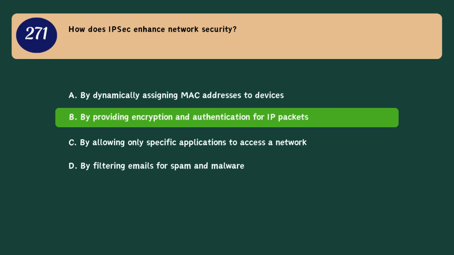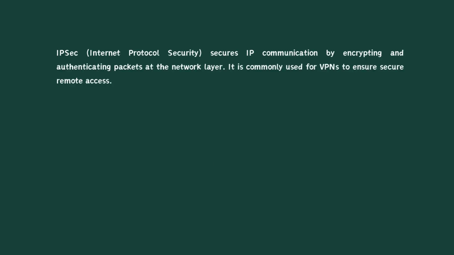Correct answer, B. By providing encryption and authentication for IP packets. IPsec, Internet Protocol Security, secures IP communication by encrypting and authenticating packets at the network layer. It is commonly used for VPNs to ensure secure remote access.